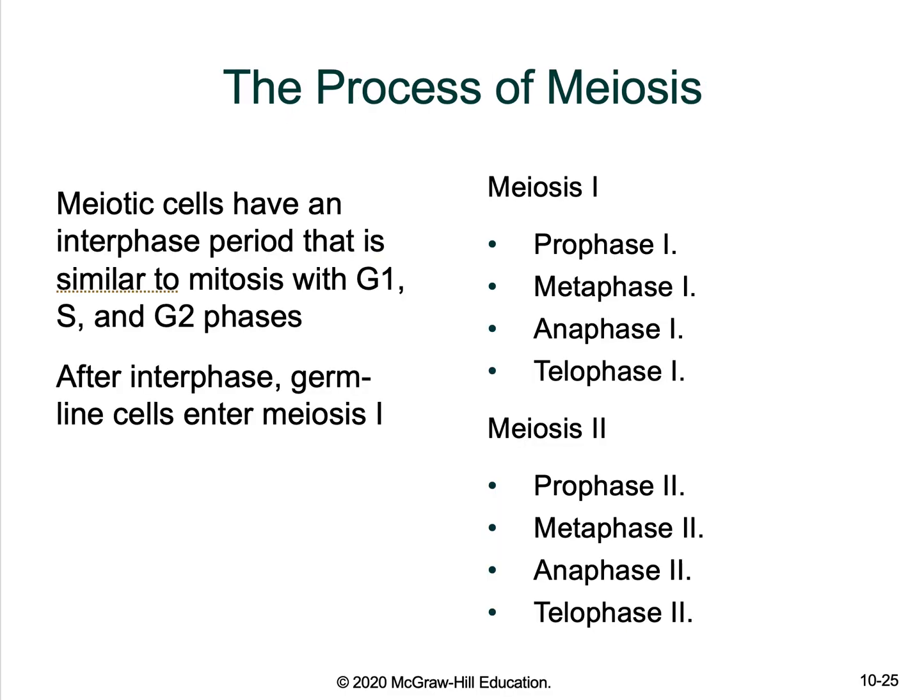Meiosis is similar to mitosis, but it also does have some differences, and one of the main differences is that it divides twice. I have meiosis 1, where it goes prophase, metaphase, anaphase, telophase, and then it will divide one more time in meiosis 2. So that's why I have prophase 2, metaphase 2, anaphase 2, and telophase 2. So just remember, for meiosis, cell division occurs twice. And that's another way that you get more genetic variation, right?